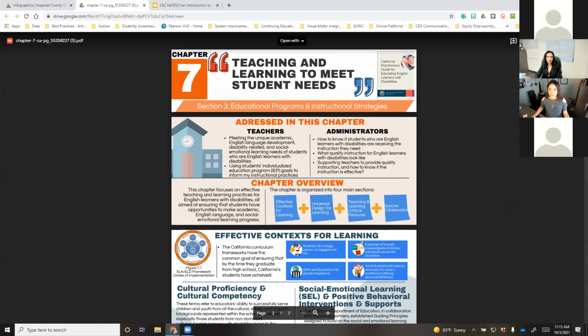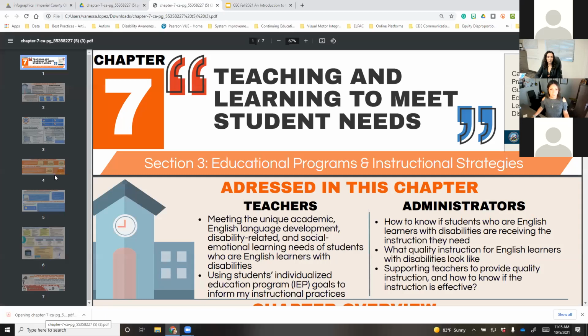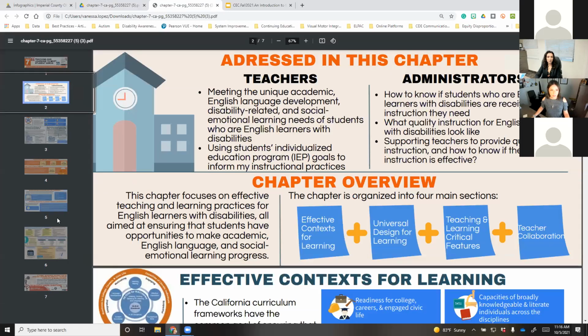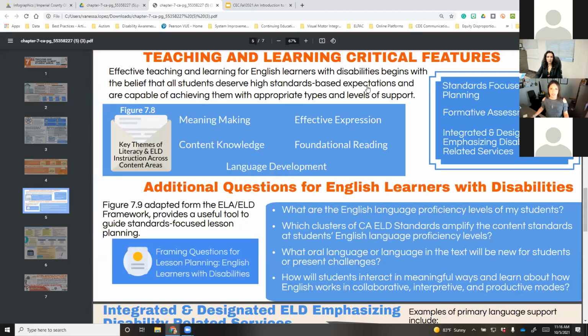So I would download it, pop it open, and now I have it by chunk. So if I want to focus on one particular block, say that I only want to focus on teaching and learning critical features, well, here it is. The focus is just on that.